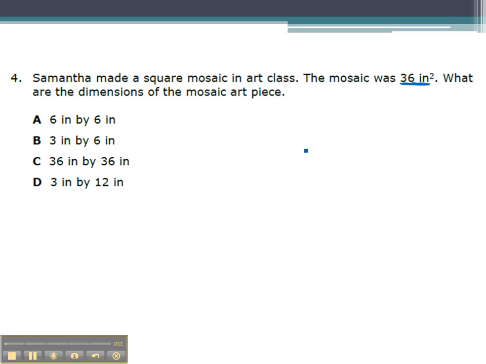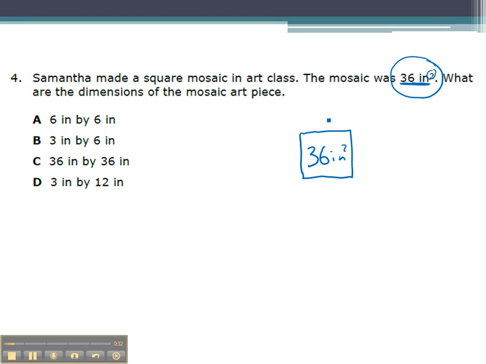Anytime you're reading a word problem that talks about a square, draw a square. If it's talking about a rectangle, draw a rectangle. It always helps. And then we have to consider what this 36 inches squared is representing. Because it's squared, they're talking about the area. It literally means there are 36 1-inch by 1-inch squares that could fit inside this art piece.